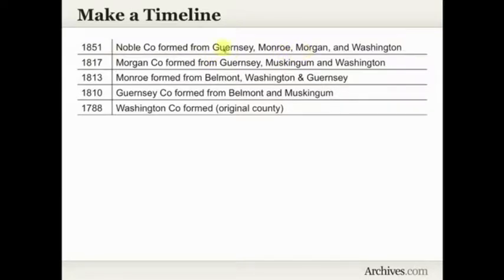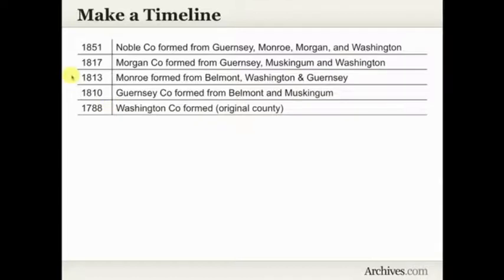Well, what about those other counties? Well, Morgan County was formed in 1817, Monroe was formed in 1813, Guernsey was formed in 1810, and Washington County was actually one of the original counties in Ohio, and it was formed as part of the Northwest Territory in 1788. So let's say that I suspect that this family, that the husband and wife were married probably around 1814 based on the birth of their children.